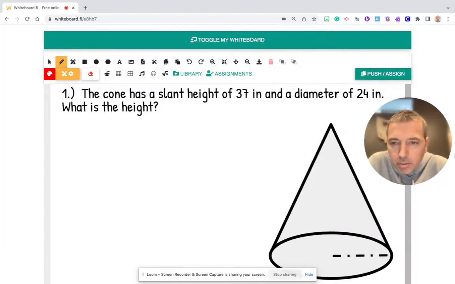Hey guys, we're going to solve question number 1 here. The cone has a slant height of 37 inches and a diameter of 24 inches. What is the height? So let's start off by labeling this triangle.